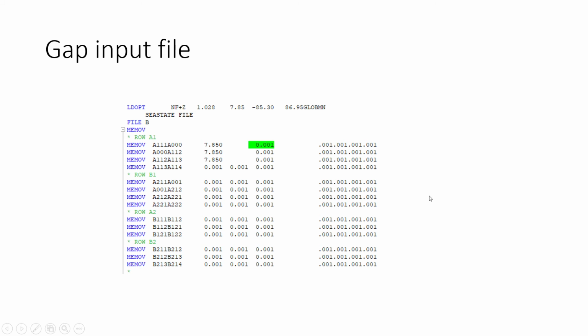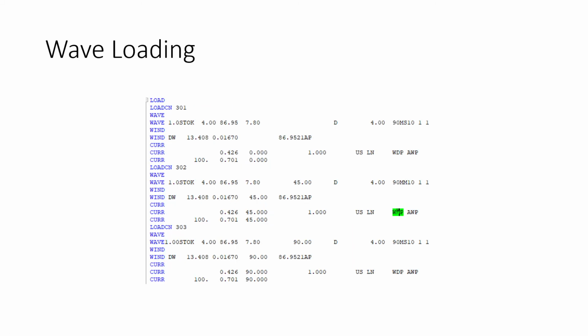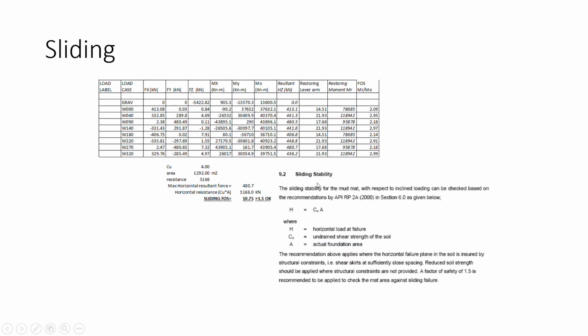Okay, in the output file. Then wave loading, you have to put your wave loading here. If you see here, wave loading in all directions, you have checked a 4-meter wave, and 7.8 is the time period. So this will be common for all directions. Why? Because these are the installation waves. Okay, and this is the sliding.